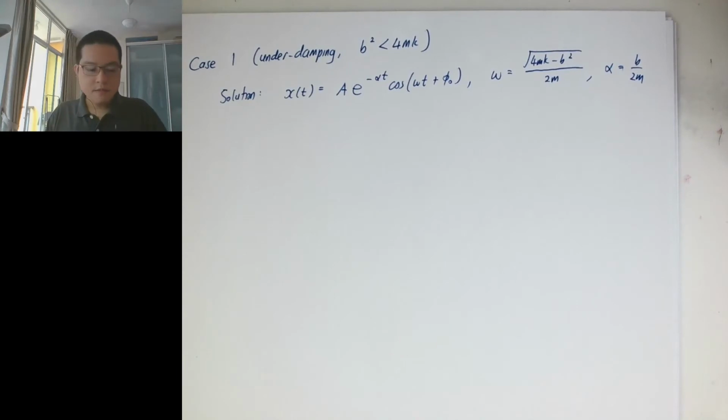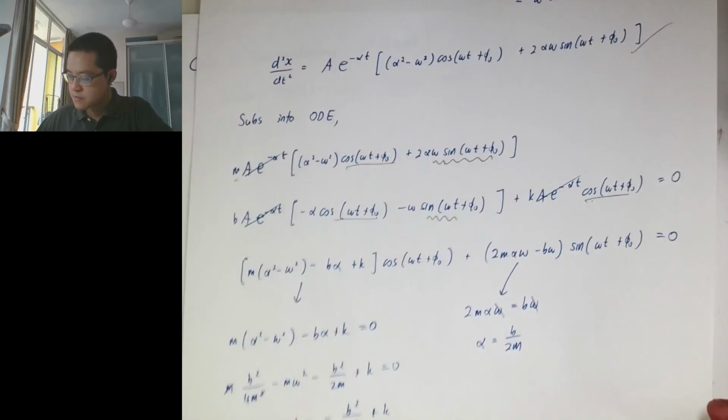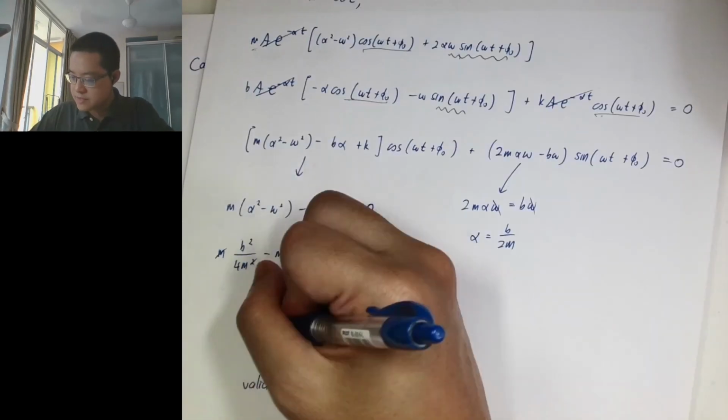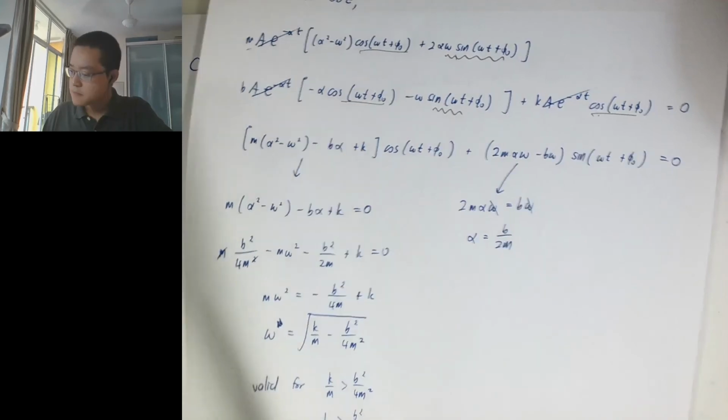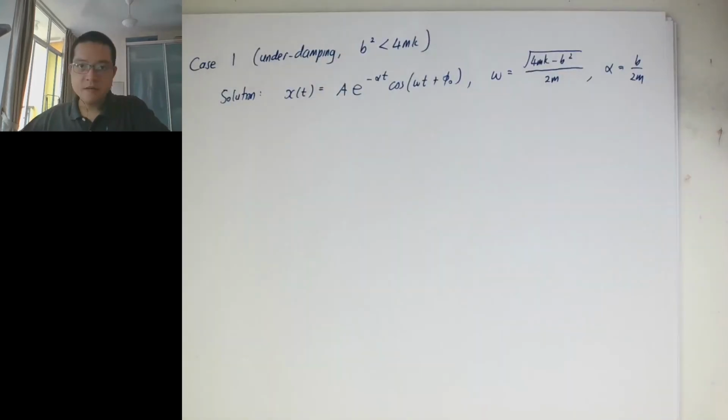Okay, so wait, is anyone confused yet? Should omega have a square root? Oh yeah, I forgot the square root. Yeah, so I wrote an extra square. You're right.